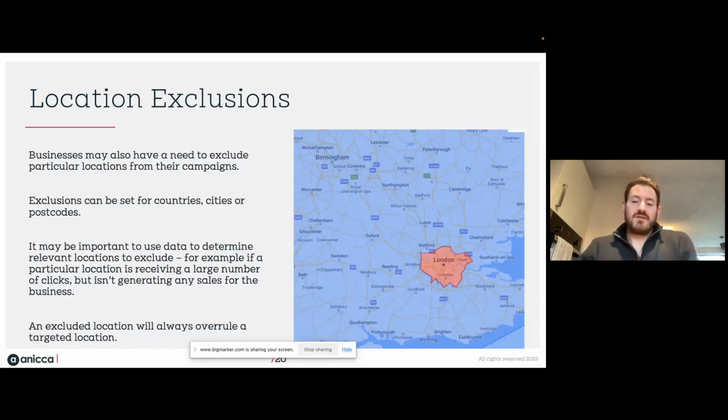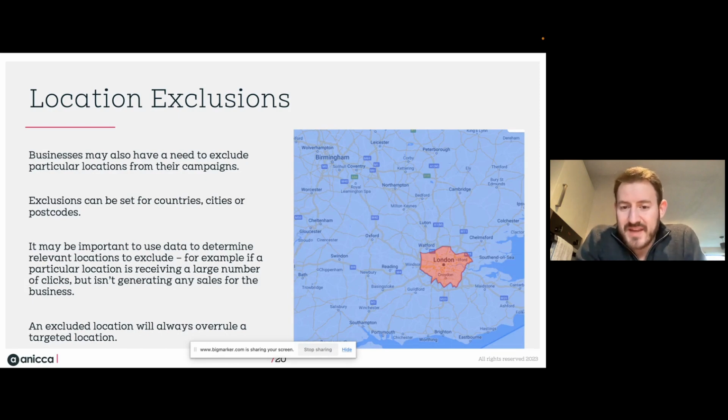We can also exclude locations. So I touched on this briefly earlier, but you can see in the example here, I have used London as an exclusion. Businesses may have a need to exclude particular locations from their campaigns. Exclusions can be set for countries, cities, or postcodes.